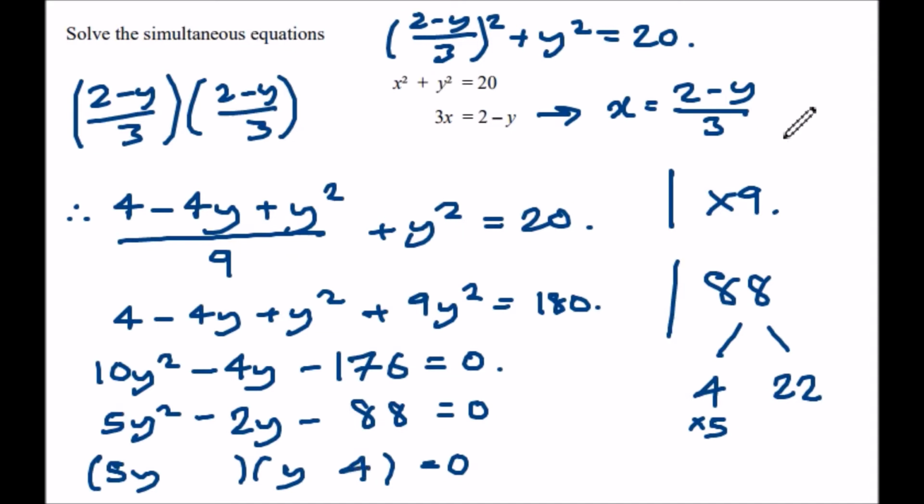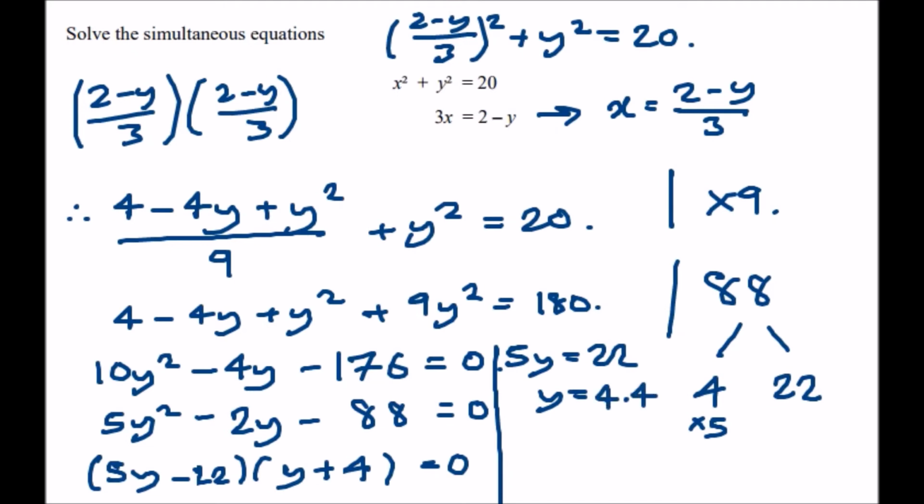So this 4 must go here. Actually, sorry, it should be negative 22 and plus 4, because the difference needs to be minus 2. Okay, and yeah, so that's it. And therefore, we should get 5y equals 22, meaning y equals 22 over 5, which is 4.4. And the second one, y equals -4.